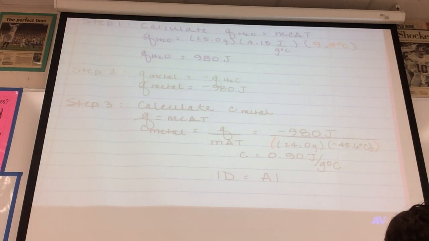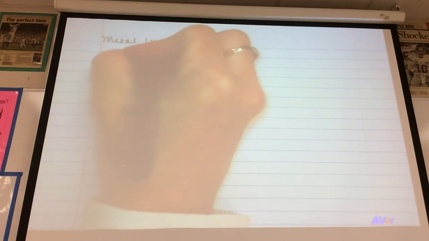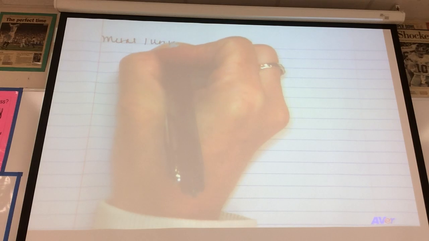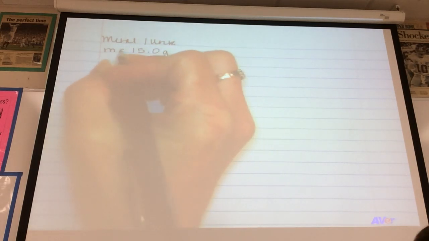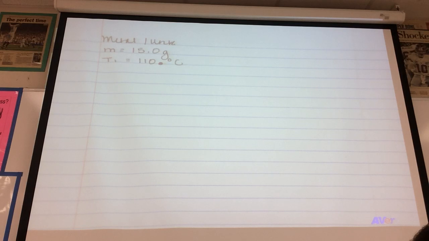All right, let's take a look at the other example. It's written very similarly. We'll pull the variables out and we'll see if you can do it. In number 2, it says a 15-gram sample of a metal or unknown substance at 110 degrees Celsius. I immediately get that information down, a metal or an unknown, that's UNK for unknown. The mass is 15 grams. The initial temperature is 110 degrees Celsius.